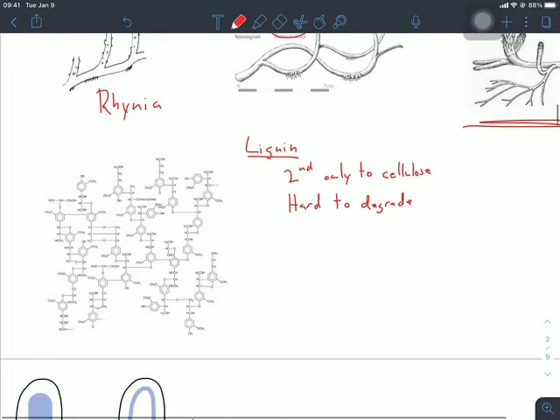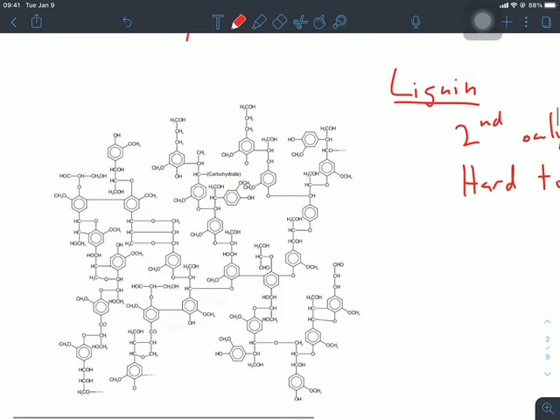This is an example of one type of lignin molecule. Lignins do vary. And you can imagine that this giant thing makes it very, very difficult for proteins to come in and break it apart. In fact, lignin and all of these secondary cell walls that are harder to degrade are the reason why we have oil today. More on that in a little bit.